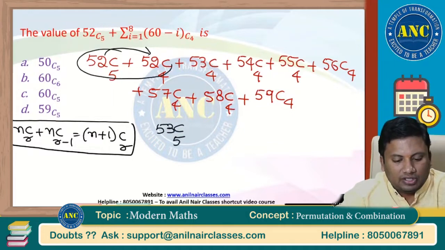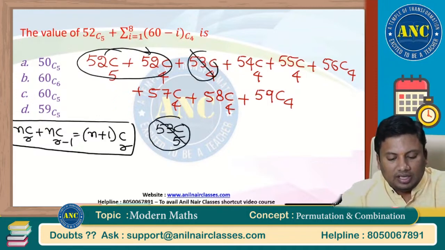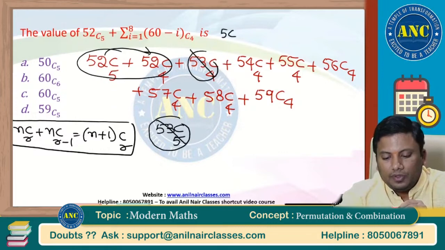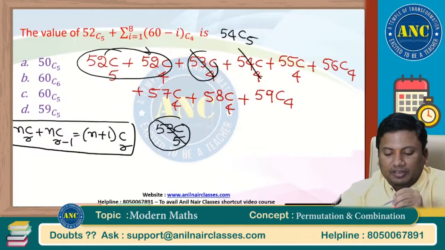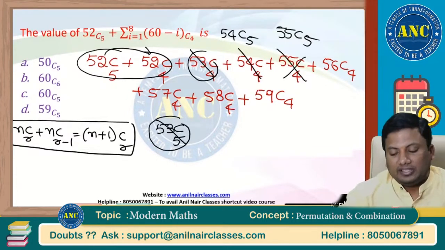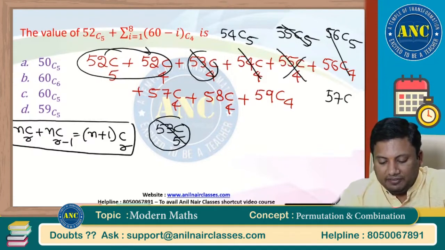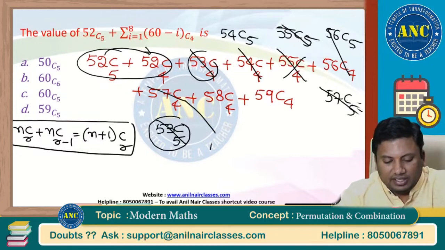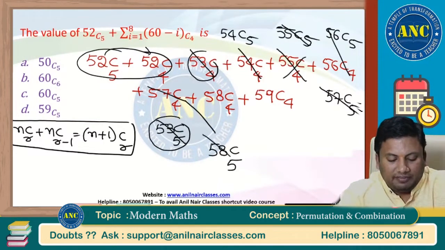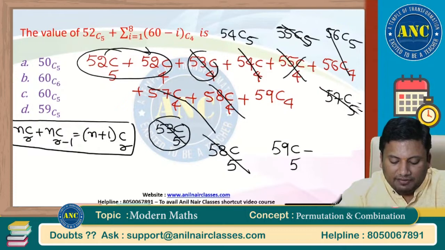53C5. These two combinations, 53C5 plus 53C4, these are nothing but 54C5. 54C5 plus 54C4 is nothing but 55C5. 55C5 plus 55C4 is nothing but 56C5. 56C5 plus 56C4 is nothing but 57C5. 57C5 plus 57C4 is nothing but 58C5. 58C5 plus 58C4, which is nothing but 59C5 plus 59C4, which is nothing but 60C5.